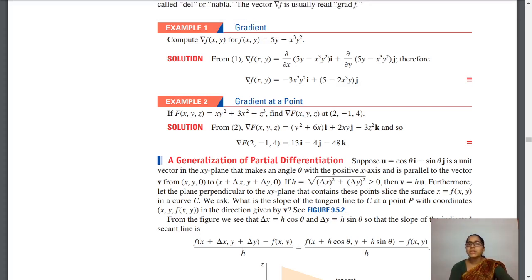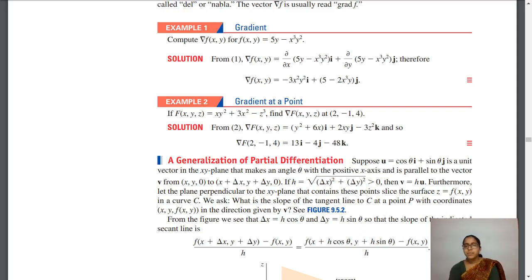In the next example, we find the gradient at a particular point. We are given a function and we need the gradient at the particular point given to us. In this example, what will be the gradient of f at the point (1, 1)? We just have to substitute the values of x and y as 1. So it will be minus 3i plus 5 minus 2, that is 3j, that is minus 3i plus 3j.